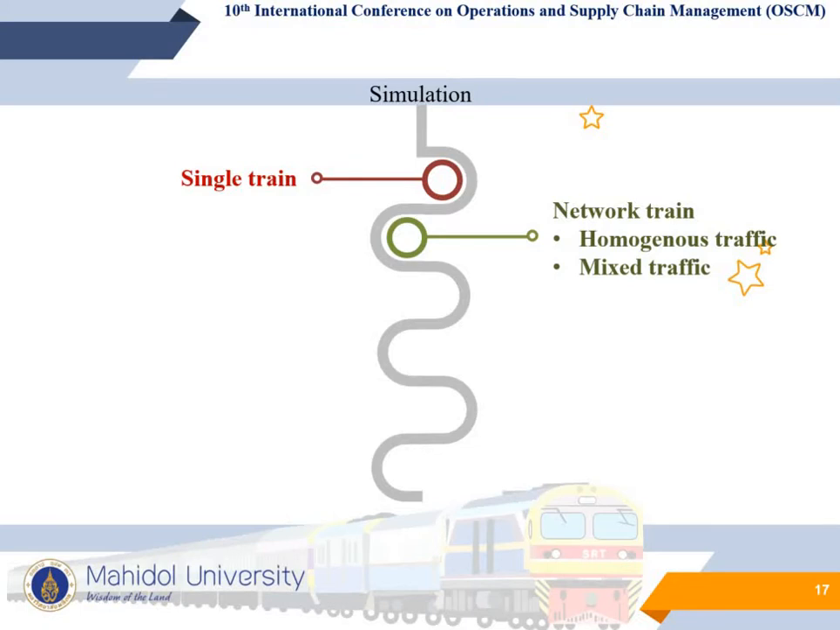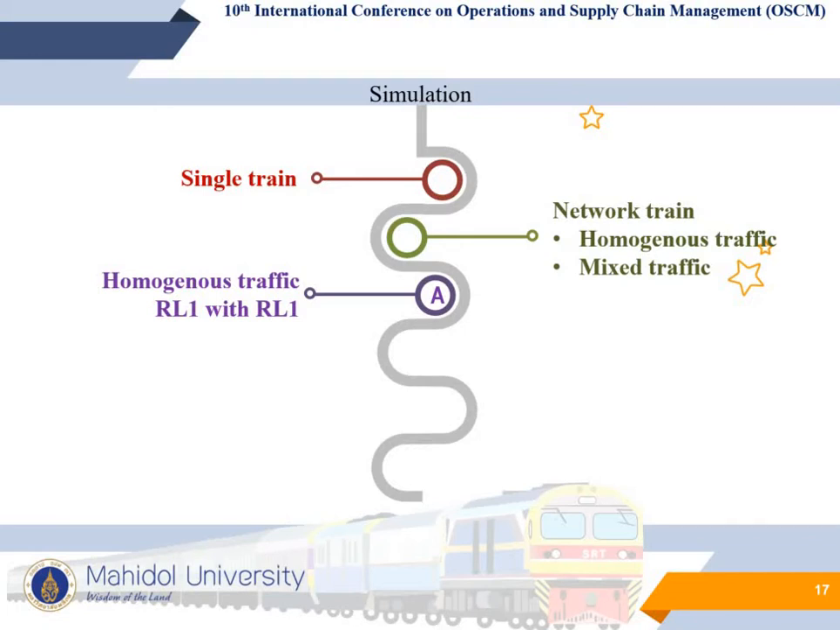The network is divided into two parts: part 1, homogeneous traffic, and part 2, mixed traffic. In the homogeneous traffic, the trains run at the same speed and have identical stop patterns. The simulation situations are scenario A and scenario B.